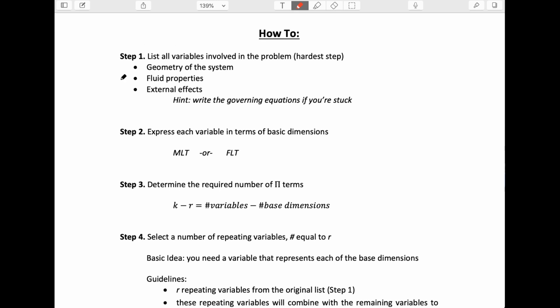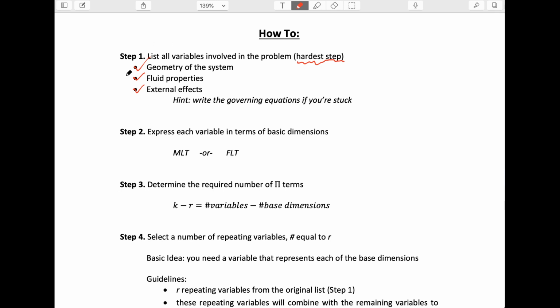So the first thing you want to do is try and determine all the variables that are involved in the problem. This is by far the hardest step because it just takes some intuition and some understanding. But if you'd like a multiple choice checklist, here it is. We want all the geometry of the system, we want to capture the fluid properties, and we want to capture the external effects. And so you could start out, if you're really stuck, by writing the governing equations, things like the conservation of mass, conservation of momentum, so on and so forth.